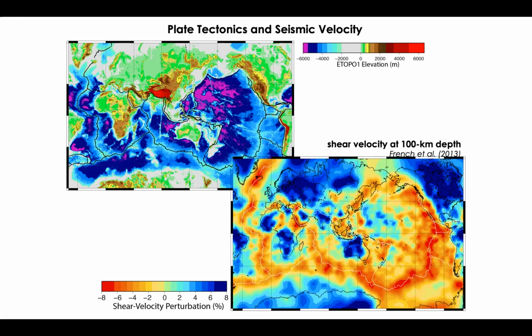So seismic velocity is controlled by many of the same factors that control viscosity: temperature, composition, partial melt, water. So velocity should be, and has been, an important source of information about what makes the lithosphere the lithosphere.